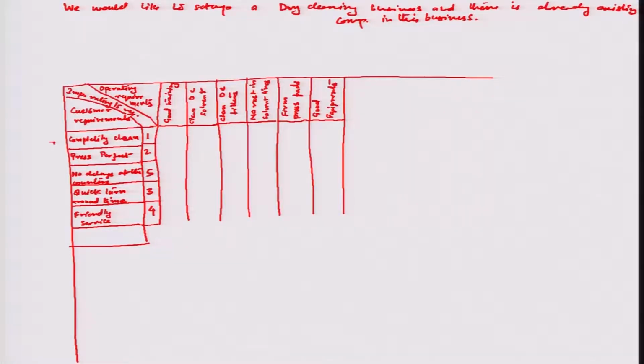So when we talk about the house of how to achieve whatever we want to achieve here between 1 to 5, as indicated on the customer requirements side of the table, we can achieve them through these technical specifications: good training, clean DC solvent, clean DC filters, no rust in solvent lines, firm press pads, and good equipment. Again, these are things which are found by talking and having proper access to the people who already own the dry cleaning shops in question, and just trying to find out from them what is very important for the dry cleaning business. So you get a learning experience from that.